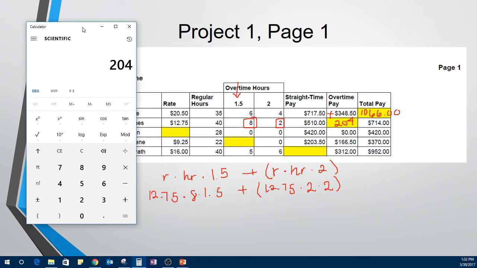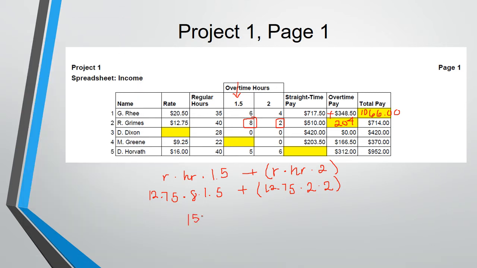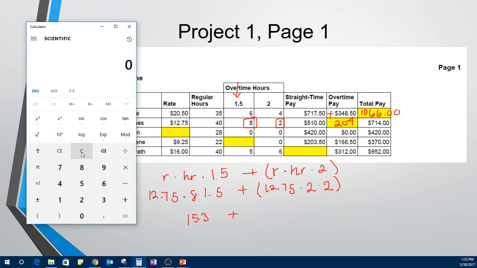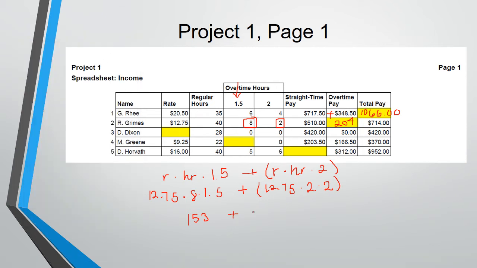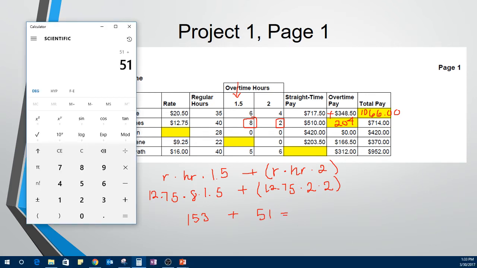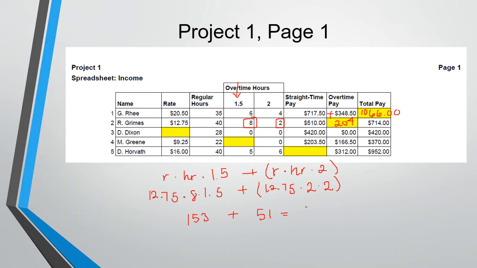We're going to plug in 12.75 times 8 times 1.5. That is $153 for the first. And now let's see how much we get paid for the double pay. 12.75 times 2 hours times 2 is 51. We add those two together. I'm sure you could do it in your head. It also gives us 204. Again, this is the way to do it if you are not given the total pay. But because we are given the total pay, it's just easier to subtract the straight time pay from the total pay.